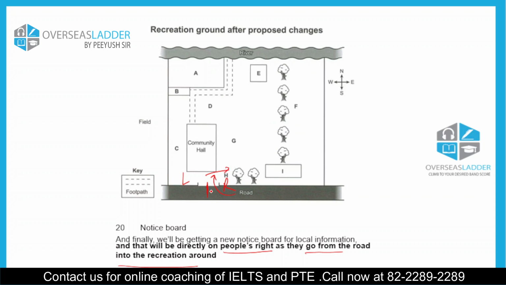So directly means as soon as they enter there, they will find it. So this would be H, right? So these were all the maps questions, right? And I hope it is very much clear now. Just be careful with the words, like opposite, right next to it, directly, so that you know which is the right option.